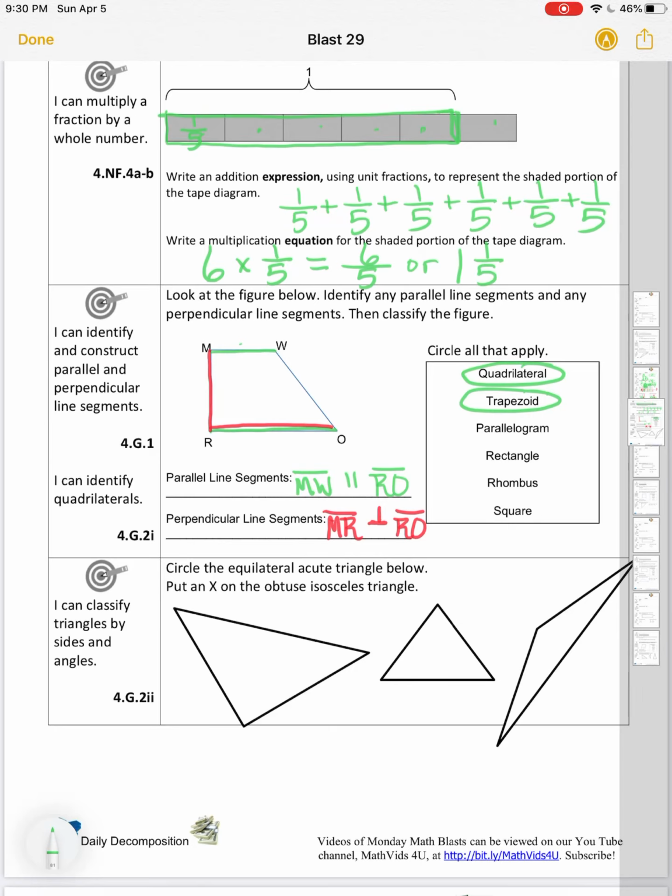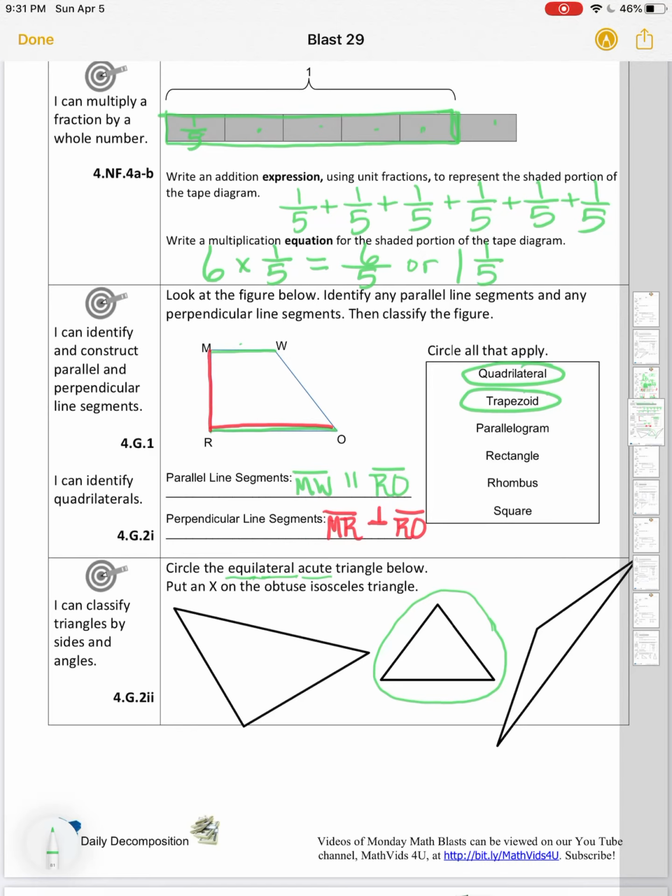I can classify triangles by sides and angles. Circle the equilateral acute triangle below. So equilateral means equal sides, all equal sides, and acute means all the angles are less than 90 degrees. So I can see that I have all equal sides here and all the angles are less than 90 degrees. That's my equilateral acute triangle.